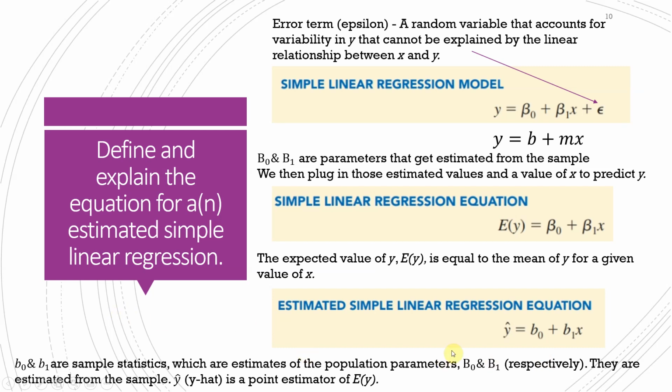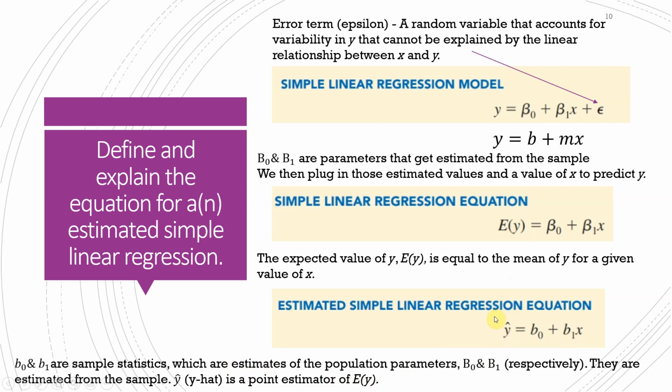So what this equation is, remember, these little b's are sample statistics, right? Sample statistics are what we use the data for to estimate our population parameters. So these are the values that we will actually estimate and solve for and get values for, that we can use to predict y hat. So this is called y hat, and it is actually a point estimator of E(y), expected value of y.